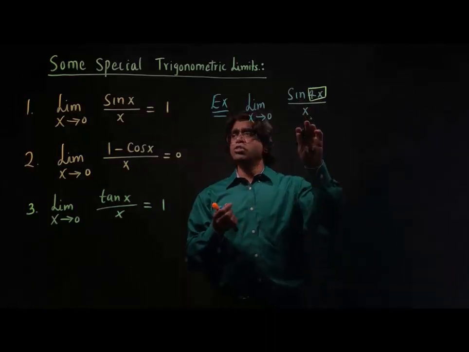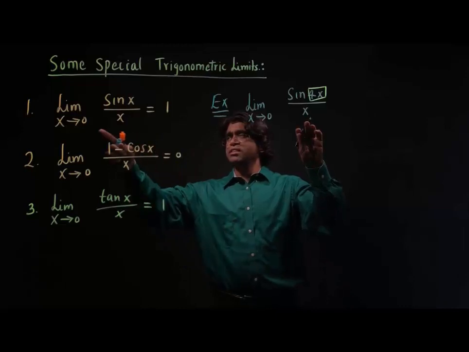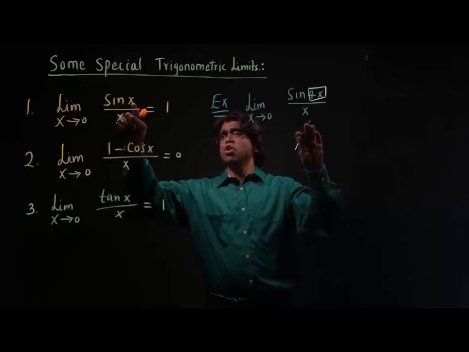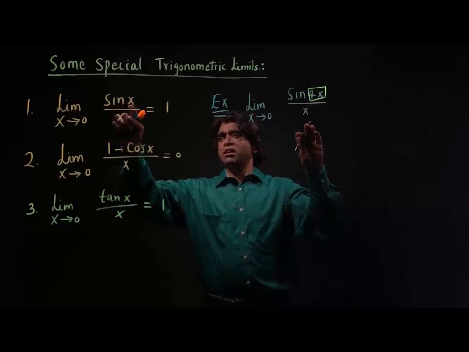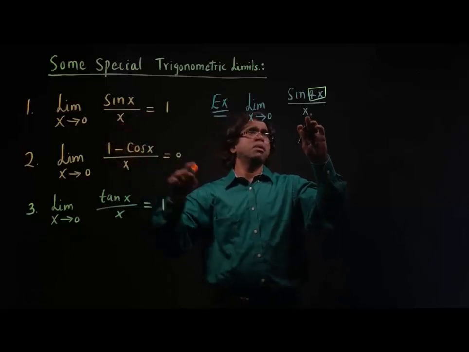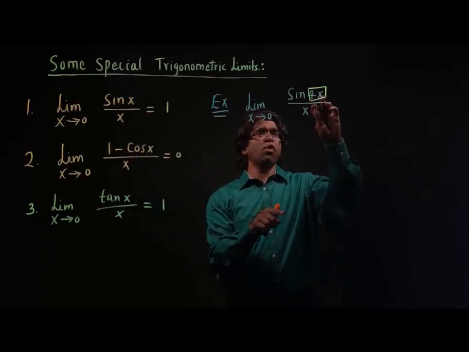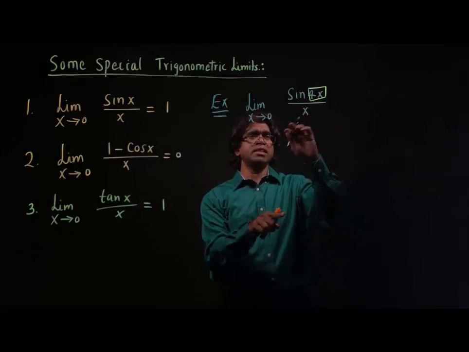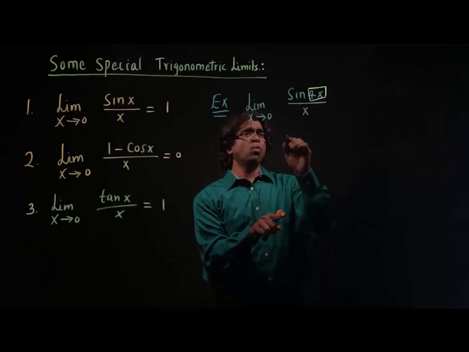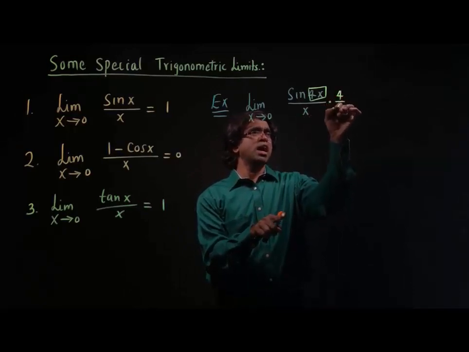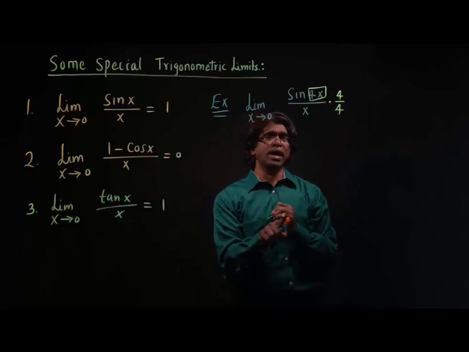Now, in order to solve this question, let's consider this formula. My formula is sine x over x. So, whatever I have for the angle, I have exactly the same term at the denominator. But over here, I have 4x, but I have only x over here. So, how do I make this 4x? One way I can do is multiply numerator and denominator by 4, right?